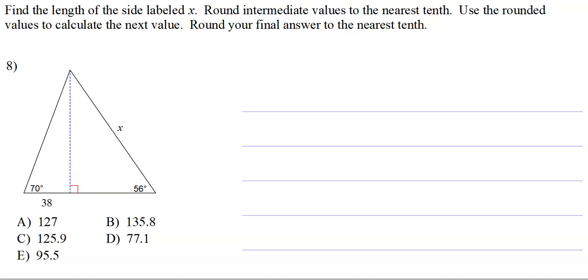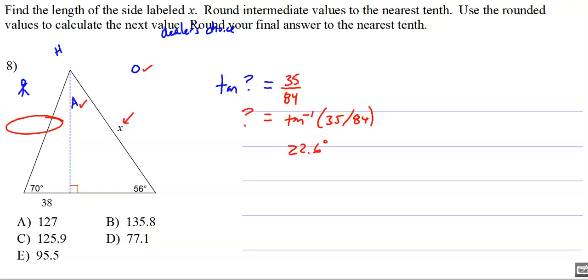Ooh, this one looks a little bit weird. Find the length of the side labeled x, round your values to the nearest tenth, then use the rounded value to calculate the next value. Get our final answer. Well, what are we trying to find here? It doesn't really say. Oh, I see what they mean. So ultimately, we need to find x.